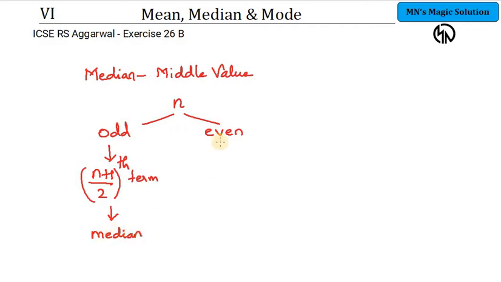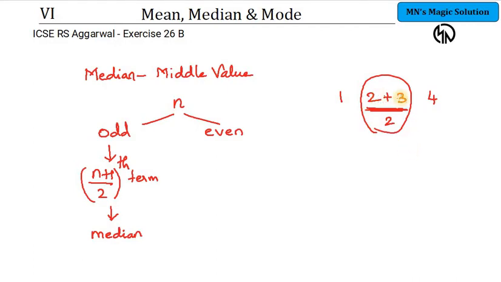But if there is an even number of datas, for example I have 4 datas: 1, 2, 3, 4. How many middle numbers are there? You have 2 numbers in the middle. If it is an even number of data, you will have 2 middle datas. In that case, you will find the average of the middle 2 datas and write that as the median.